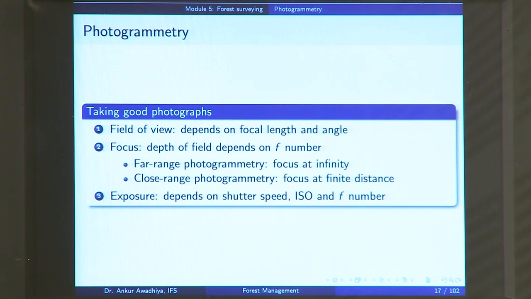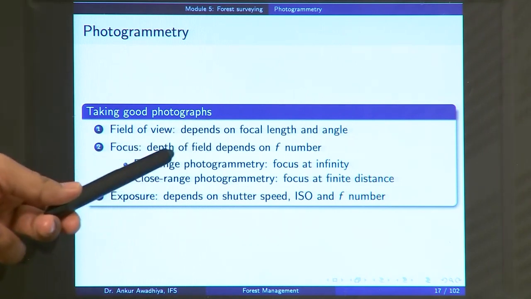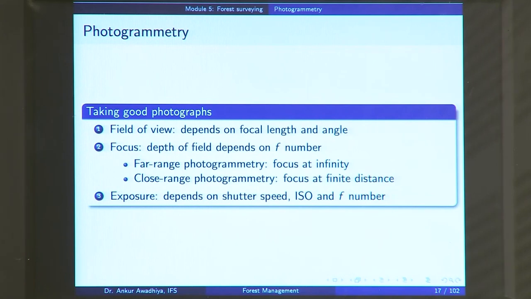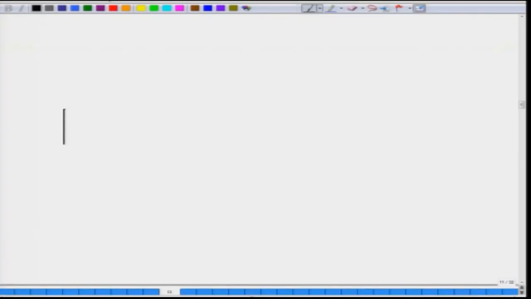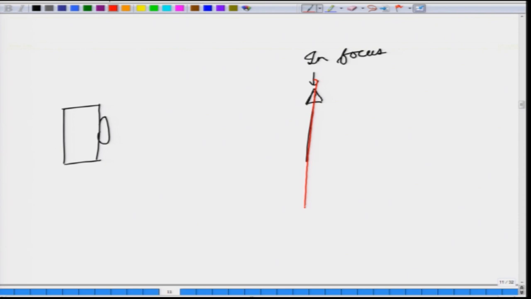But when we talk about focus, we also have to talk about the depth of field. Now, what is the depth of field? Suppose you have a camera here and you have the object here, and this object is completely in focus. Depth of field asks the question: suppose you have set your camera such that this plane is in focus, but then if you look at an object that is, say, here, will this object look in focus or not? Or if you have an object here, will this look in focus or not?